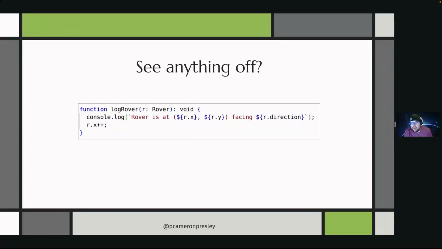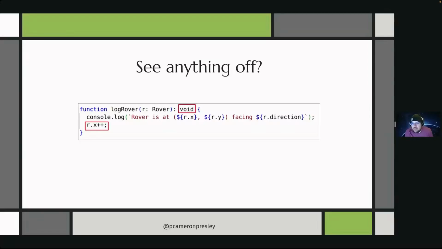Now, this should look a little bit odd to you because we said, hey, wait a minute. This is a void function and it's also logRover. So I would expect it to log something. Otherwise, why would we call it logRover? But this is the part that's a bit more surprising. This is changing something about the rover. I wouldn't expect the logRover function to do that, right? The name doesn't imply that. The return type doesn't imply that. So why is it doing that?